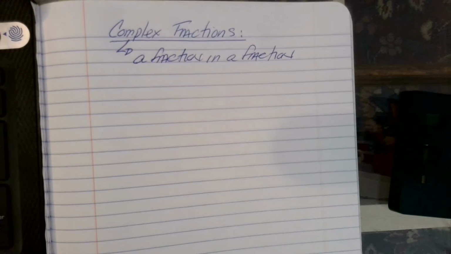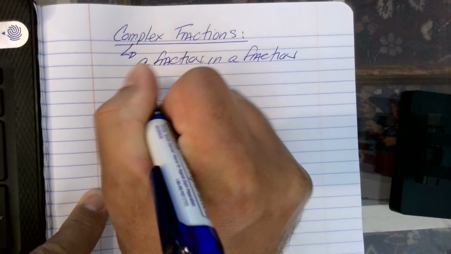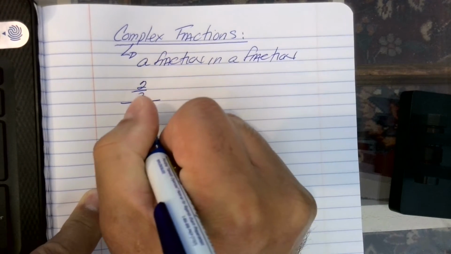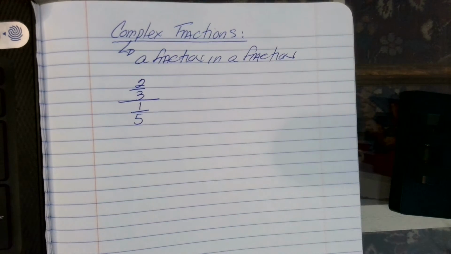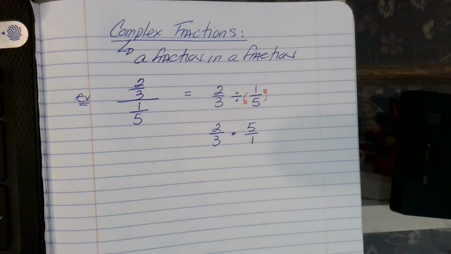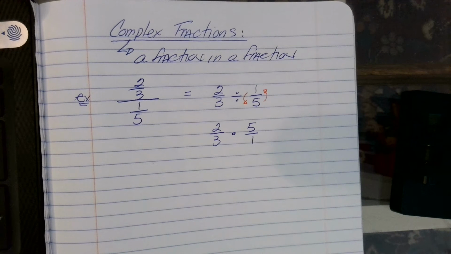Complex fractions are just a fraction in a fraction. So if I had 2/3 over 1/5, that would be an example of a complex fraction. This would be equivalent to the statement 2/3 divided by 1/5, which in turn would become 2/3 times 5 over 1, the multiplication problem.